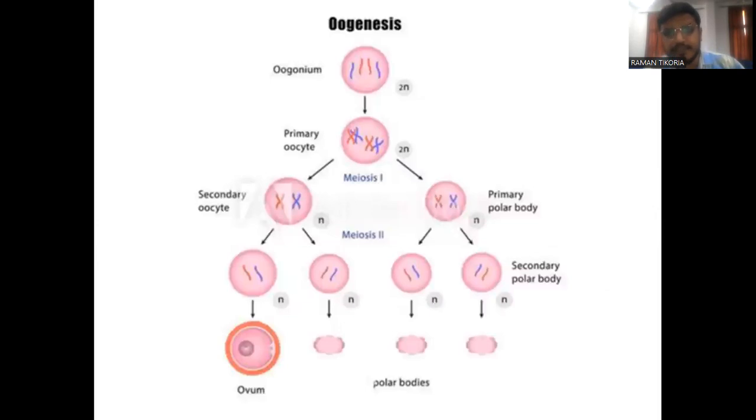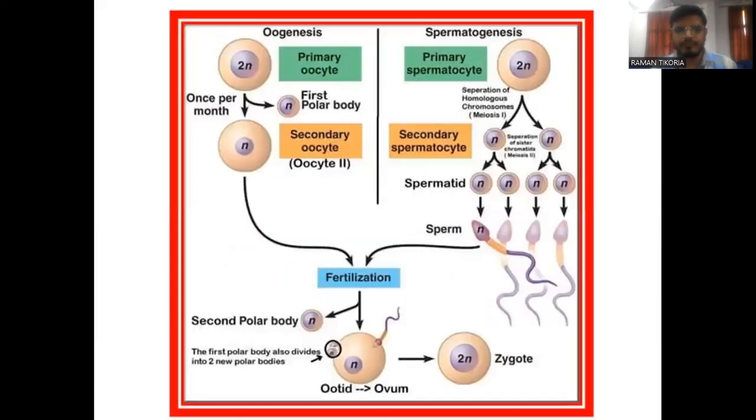See, again, this is a flow chart. Oogonium converts into primary oocyte and then meiosis takes place. In meiosis 1, ploidy is reduced from 2n to n. Then equational division takes place, resulting in the formation of one mature ovum and three polar bodies, right? So what is the output of oogenesis? One ovum and three polar bodies, right?